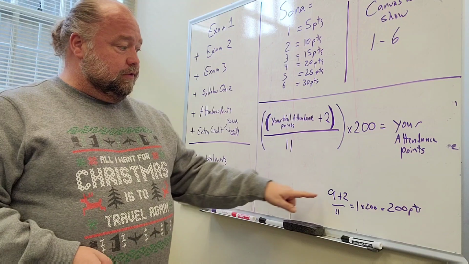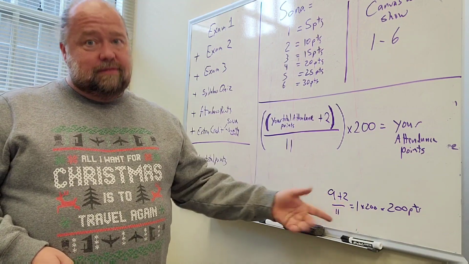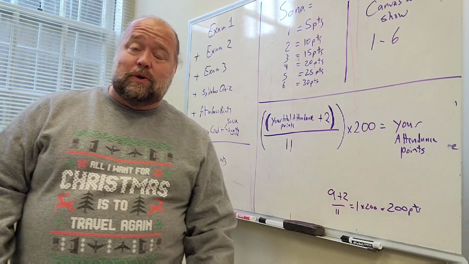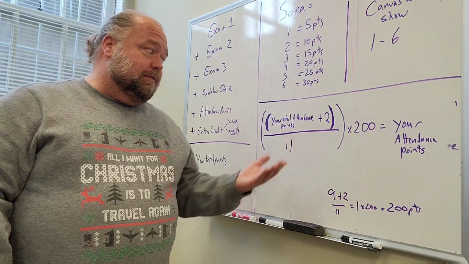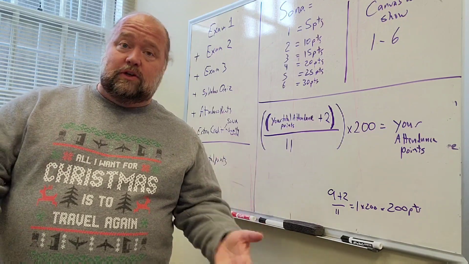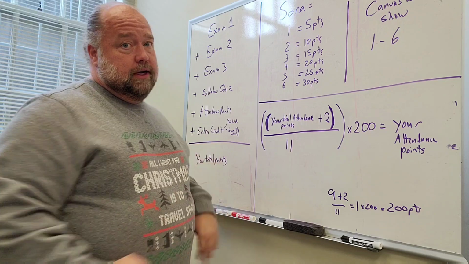So like I said, if you had 9 checks, you get 2 added on, divided by 11. Hey, congratulations, you get all 200 points. And yes, if you went over and came to all the classes, you will have 13 out of 11, times 200, and you will get those points. Okay, so that's how you figure out your attendance grade.